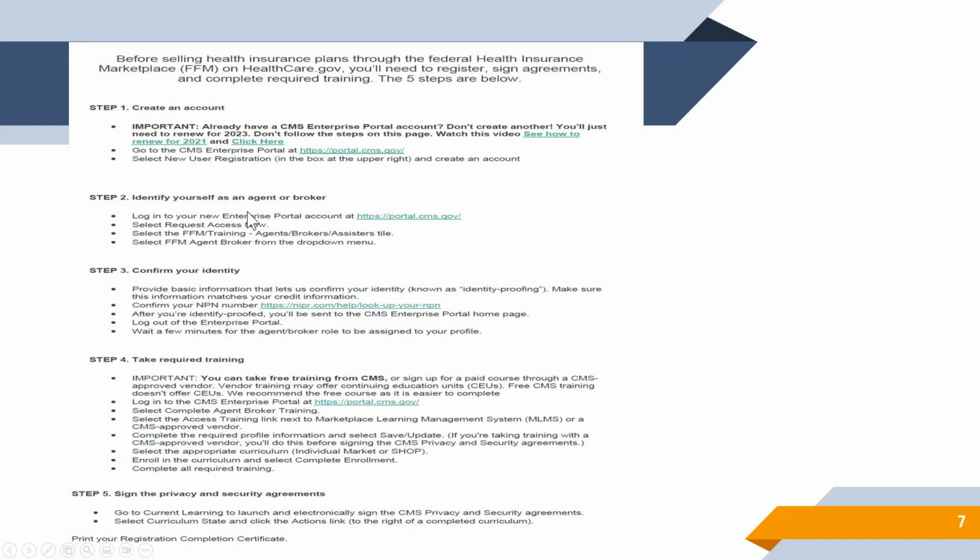So now in order for you to get certified to sell on the federal facilitated marketplace, which is healthcare.gov, there's 5 steps that you would have to take. Step 1 is you're going to have to create an account on portal.cms.gov. Then you're going to identify yourself as an agent or broker. You're going to confirm your identity. You're going to take the required training, as well as sign the privacy and security agreements. This, by the way, is also the same site that you would go to if you're trying to register to be a navigator.